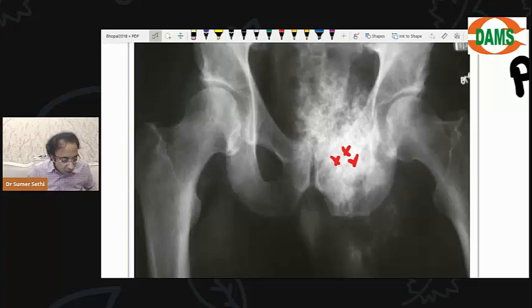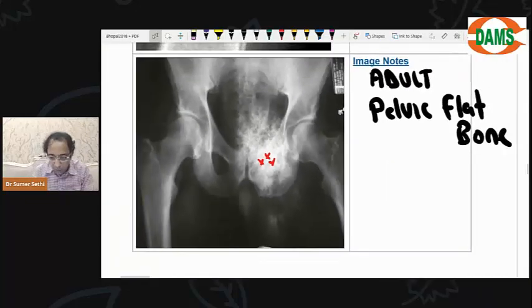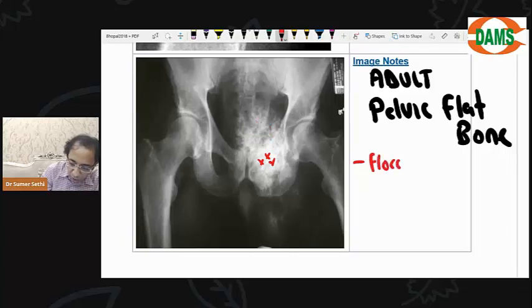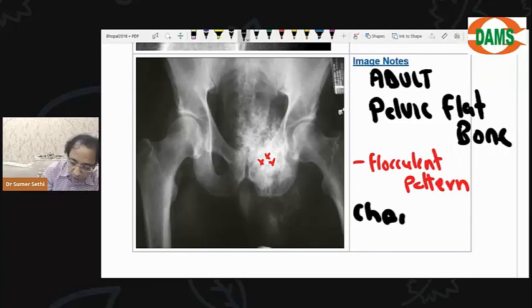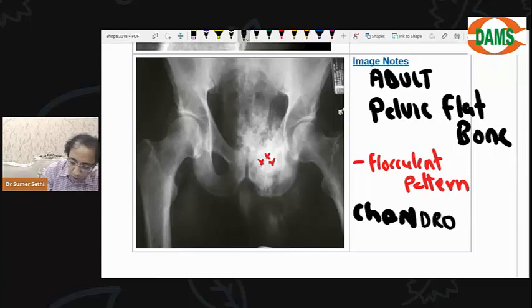Okay, now see, is this disease limited to the bone or coming out? It is coming out. It looks aggressive. And the tumor is having flocculence, flocculence, flocculence. So the tumor is aggressive with a flocculent pattern visible. So this is a chondroid-producing malignant tumor called chondrosarcoma.